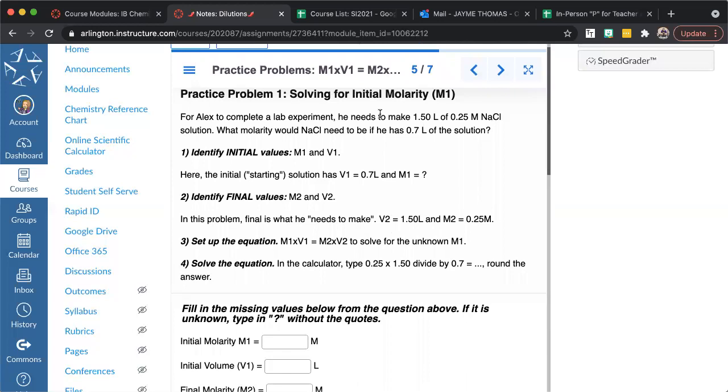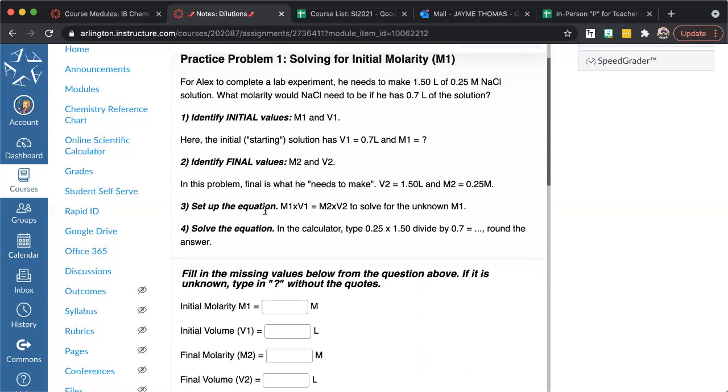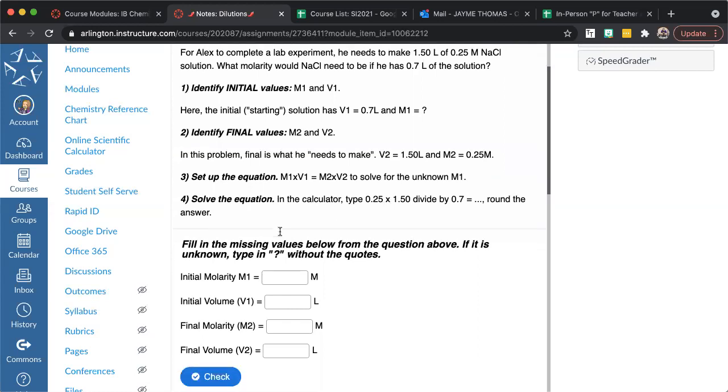So typically if you're trying to make a solution, that means you're trying to dilute and make that solution. So M2 and V2 are going to be from this first sentence. The 1.50 liters is V2 because liters is for volume. 0.25 molar, that's molarity or concentration. So that would be our M2. So then here's my equation. I need to set it up to solve for M1. And so I would rearrange it to where M1 is by itself on one side. And then I would type it in the calculator.